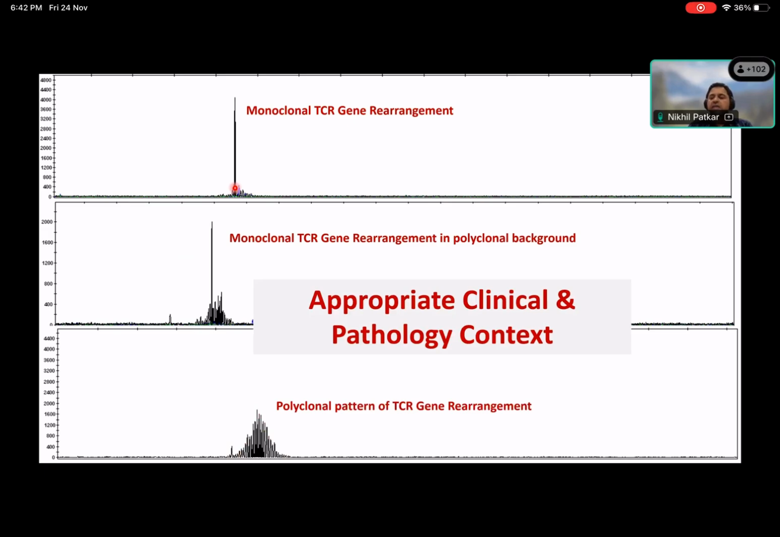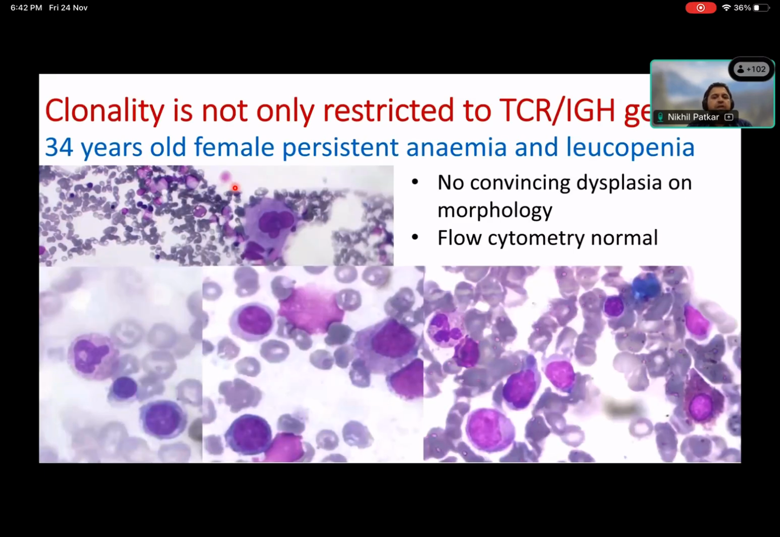But it is important to note that this has to be taken in the context of appropriate clinical and hematopathology. So clonality: the definition of clonality has moved on, and we now have not restricted the definition to TCR and IGH genes only, but others as well.